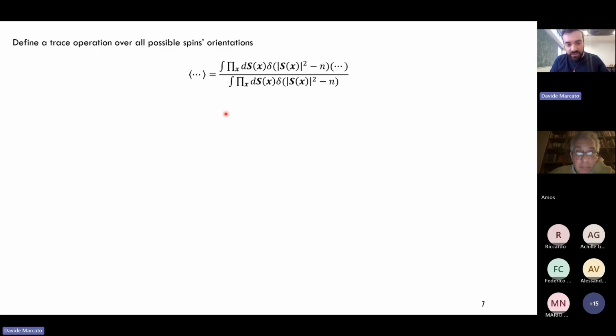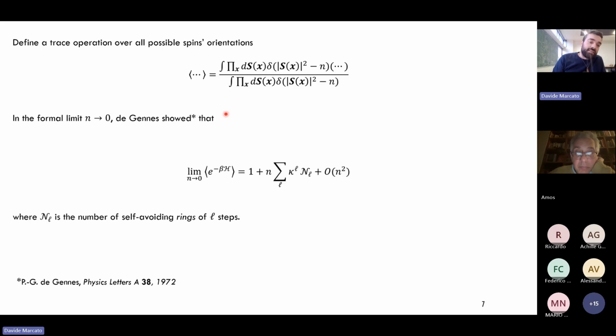And once you have defined this trace, you can compute all average quantities, let's say. The interesting fact that was observed for the first time by de Gennes in the 70s is that if you take this O(n) model in the formal limit in which n goes to 0, so the number of components of the spin vectors goes to 0, then this equation holds.